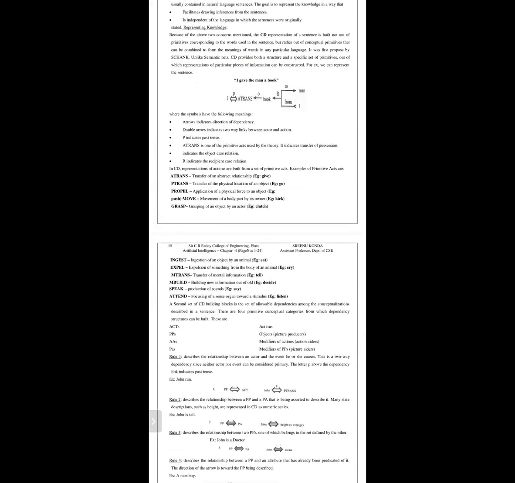Next one, speak. Speak means production of sounds. For example, say.